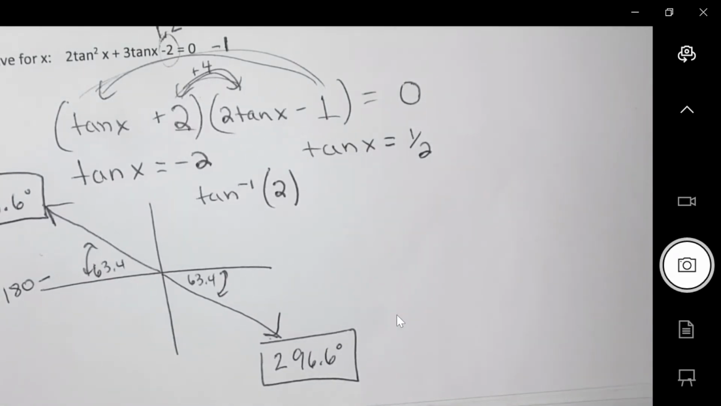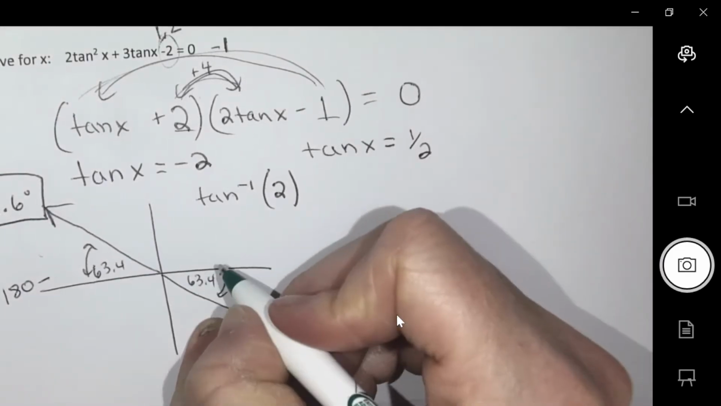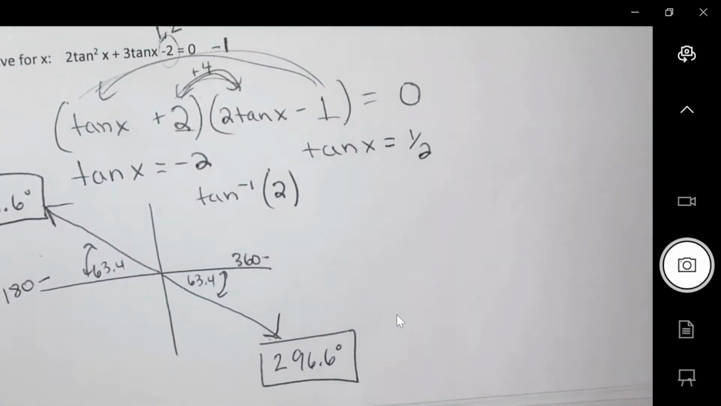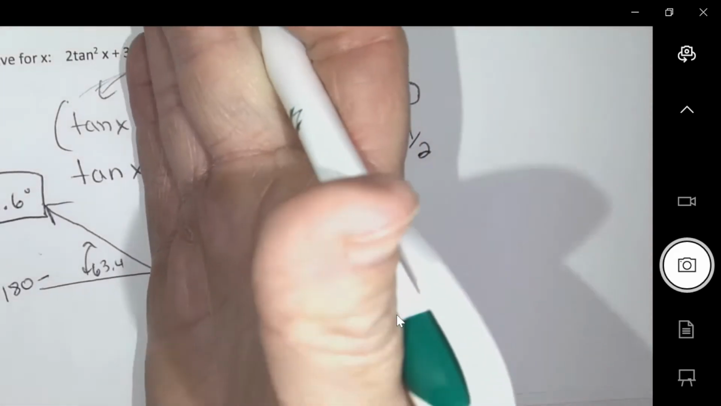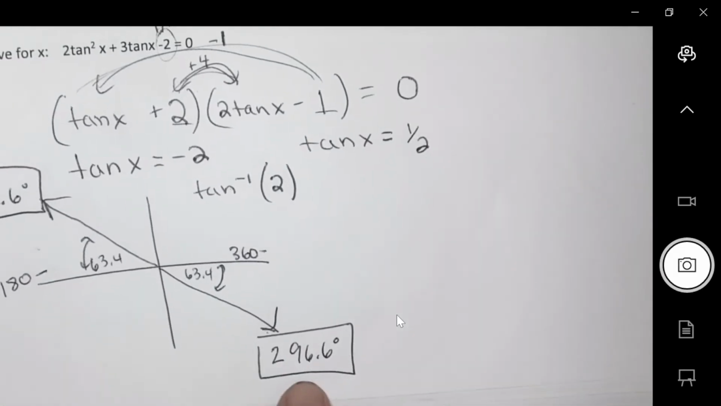And what do you think about the other one? Your 63.4 degrees was smaller than 360. And do you remember your numbers? So this one would have to be somewhere between 90 and 180, right? When I look at it, it's between 90 and 180. This one has to be somewhere between 270 and 360 somewhere.